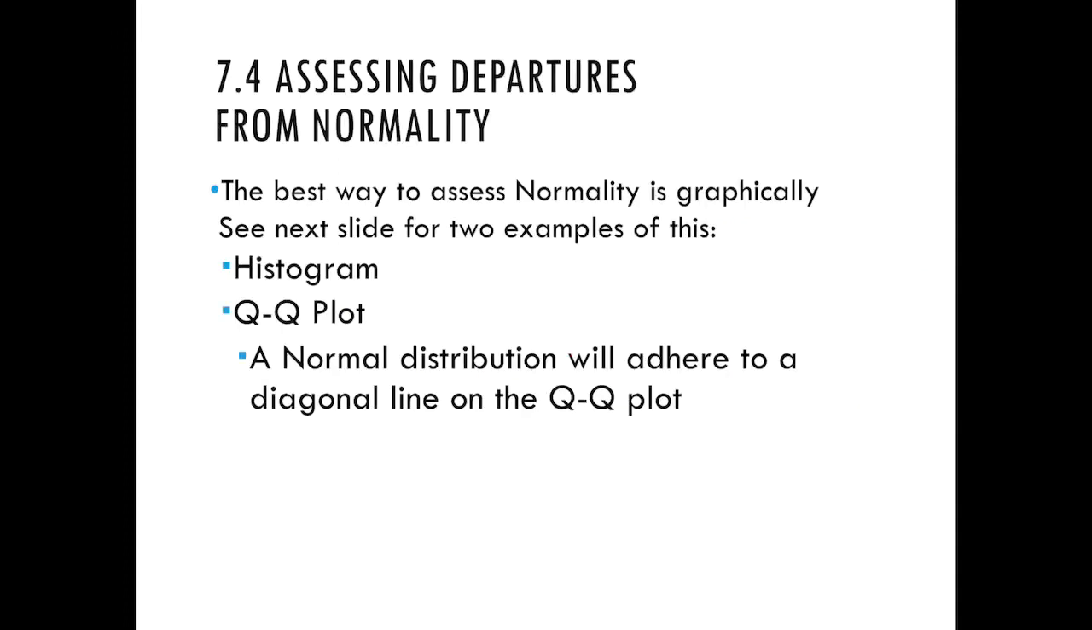All right, so now we're going to do 7.4, which is assessing departures from normality. Everything we're talking about here is a normally distributed data set, right? A normally distributed data set is going to be more symmetrical. The best way to show this is graphically, and we use histograms and QQ plots to show either a normal distribution or how there are skews, which will show that it is not normally distributed.